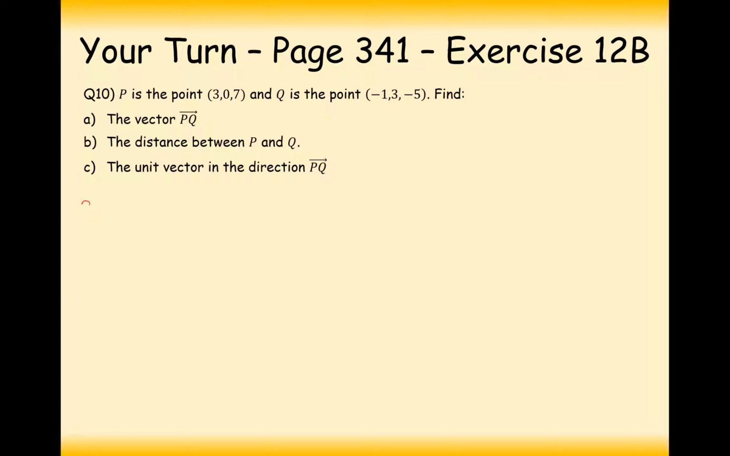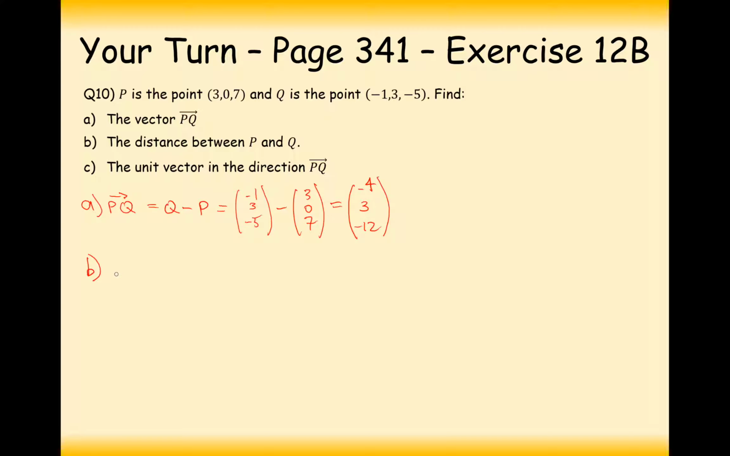Okay then, so the vector from P to Q. So the way we work out the vector from P to Q is by doing coordinate Q subtract coordinate P. So in this case here it's going to be minus 1, 3, minus 5, subtract 3, 0, 7. And in this case here we're going to get minus 4, 3, minus 12.